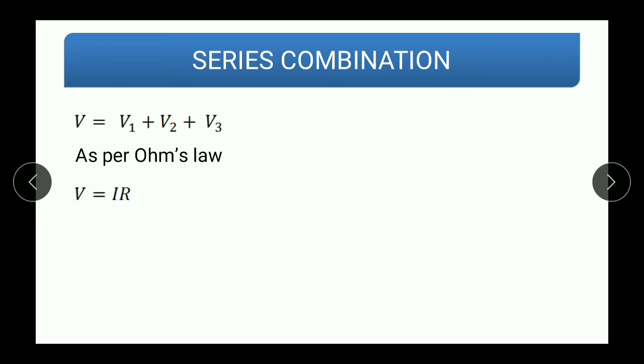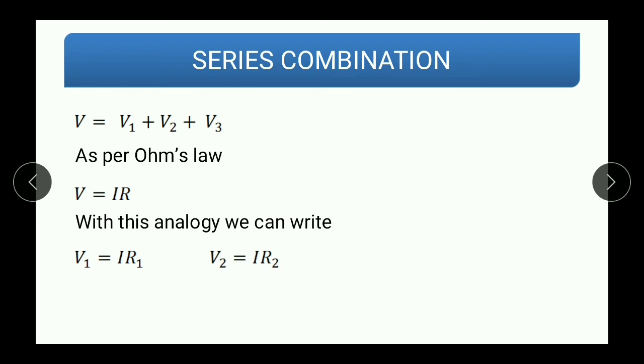For different resistors, there will be different potential differences. So V1, V2 and V3 will be what? V1 is equal to IR1, then V2 is equal to IR2 and V3 will be IR3. Now here if you observe carefully, I has remained the same throughout. Why? Because as I said earlier, current does not change, but only in case of series combination. In case of series combination, current does not change. So I have kept I the same everywhere.